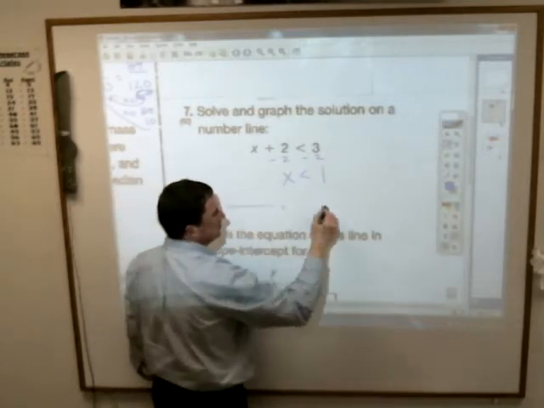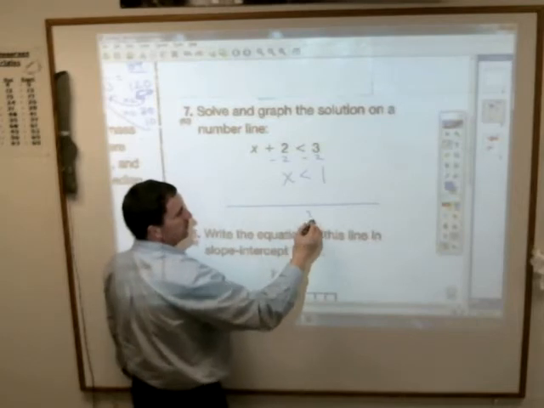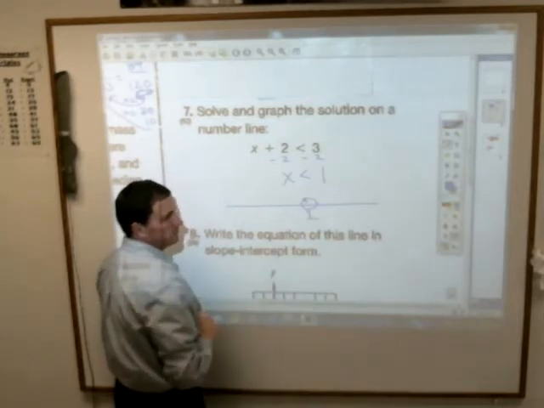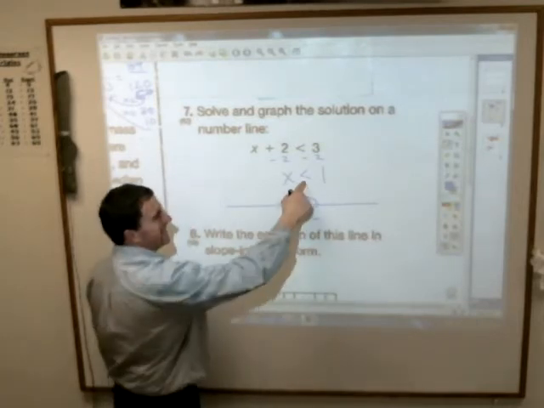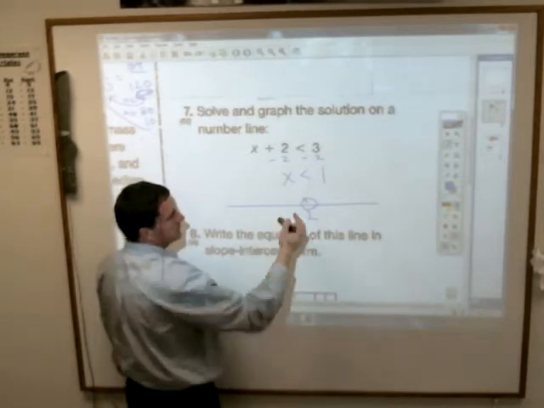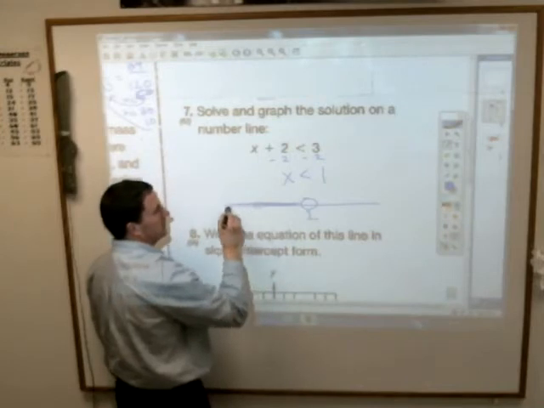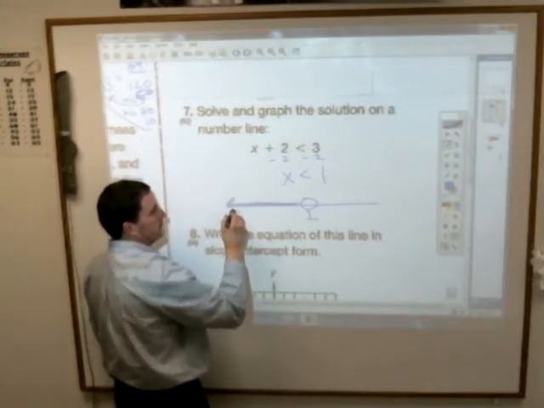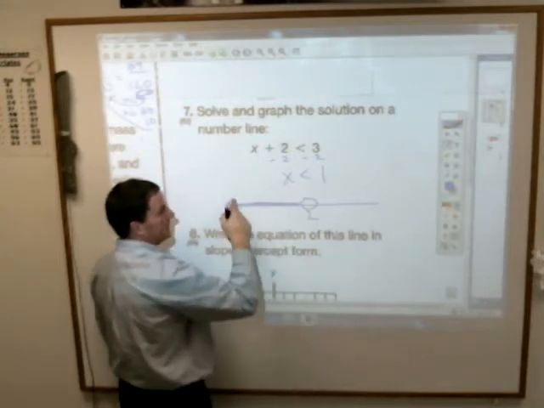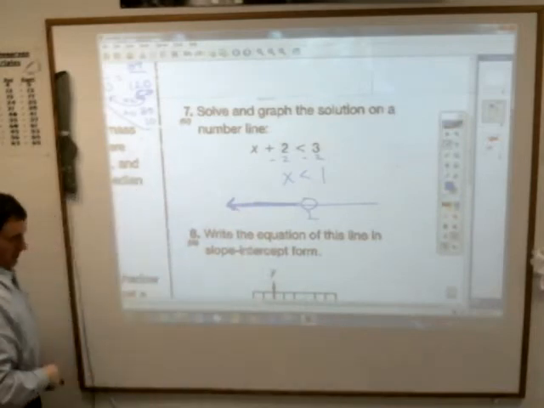And then to graph it, you just add the number 1. Is it an open circle or closed circle? It's open because it's not equal to. If there's a little equal there, it'd be closed. And then it's all numbers that are smaller than 1. It goes this direction. Again, notice that the less than sign and that arrow point the same way.